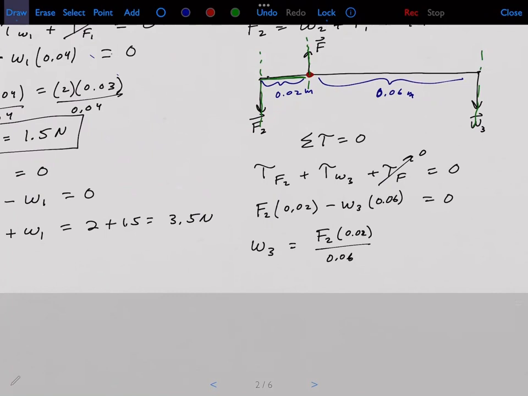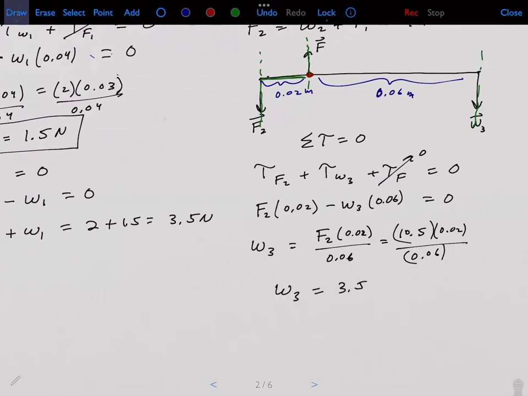And if you work this out, so this is 10.5 times 0.02 divided by 0.06. So it looks like that's going to be 1/3 of 10.5. So it turns out it's going to be 3.5. So W3 is 3.5 newtons.